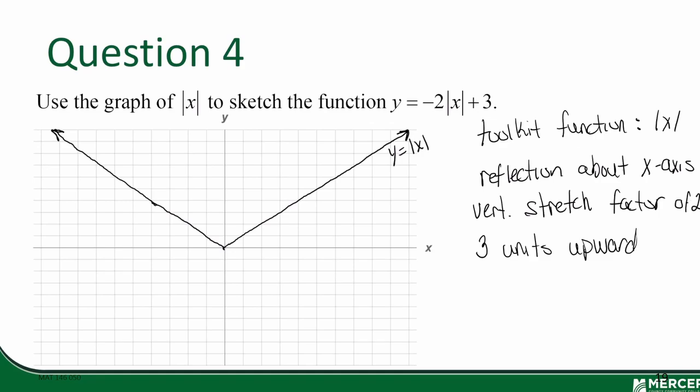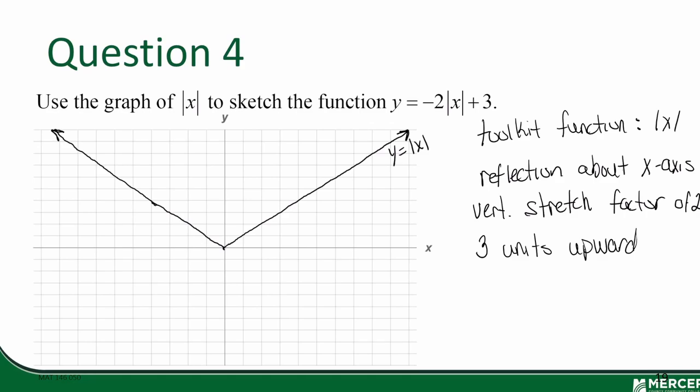By a factor of 2. When dealing with transformations, there is technically a quote-unquote order of operations. Reflections are first, stretch and compress is second, translations are third. It's technically how you're supposed to do it. It's not really how I look at it.